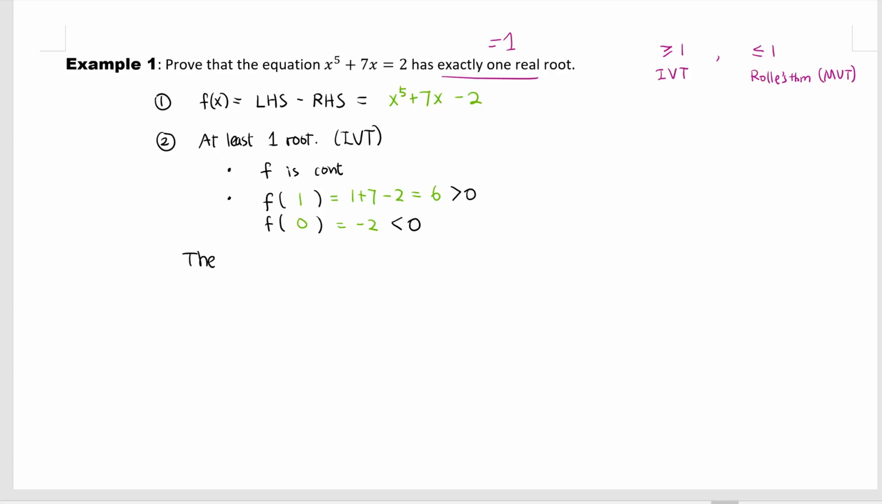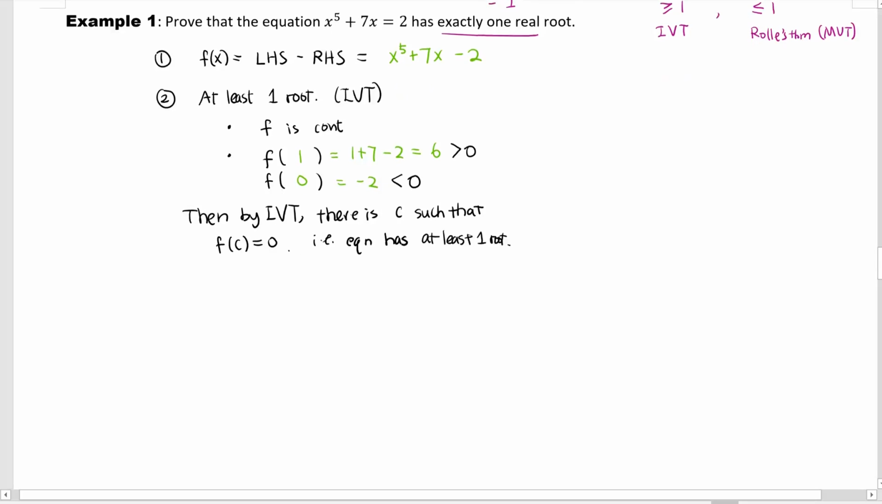Then by the intermediate value theorem, there is C such that f of C equals 0. So that's why the equation has at least one root. Okay, so that is step 2.